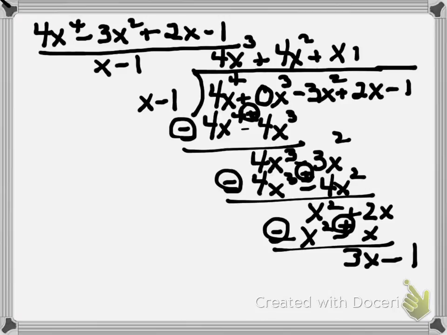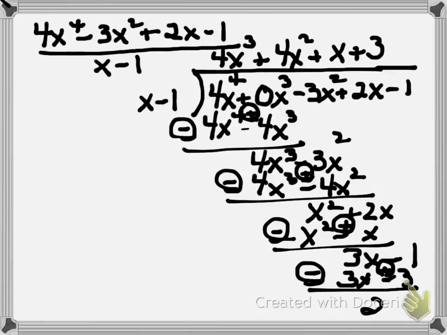3x divided by x is 3, and 3x times x is 3x. 3x times negative 1 is negative 3. Change the signs of the second polynomial, and we get a remainder of 2. And we can write this as positive 2 over x minus 1.